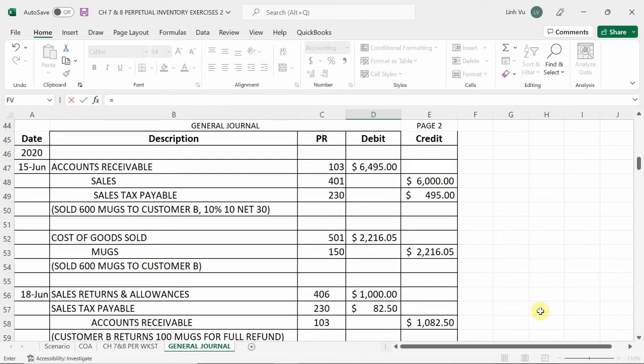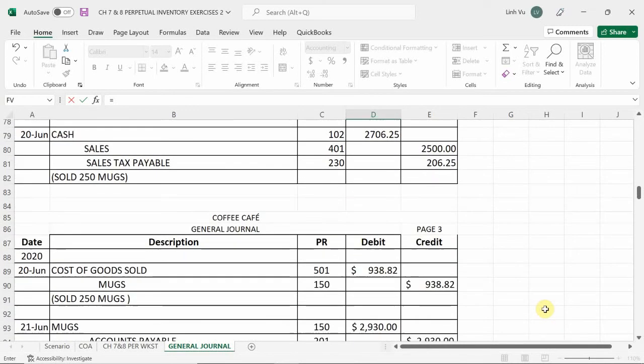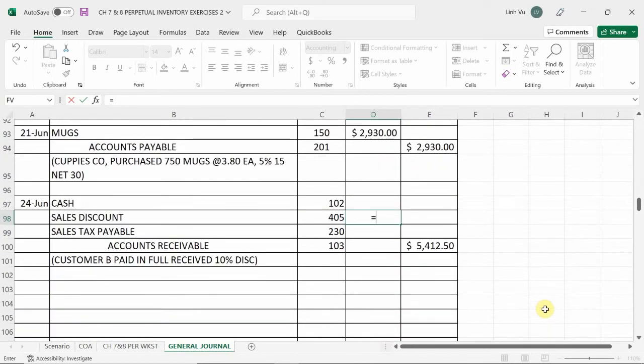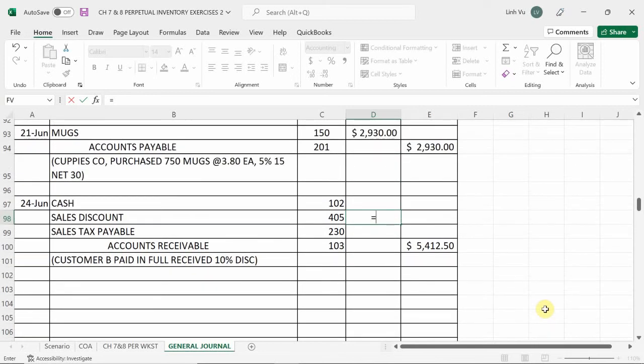500 times $10 because it's the sale price of $10. So how much is the discount for customer B? You said 500 because it's 500 times $10, right? Which is 10%, a total of $500. Good. So then how much am I going to be discounting? I'm sorry. How much sales tax money am I going to be giving back based off of that $500?